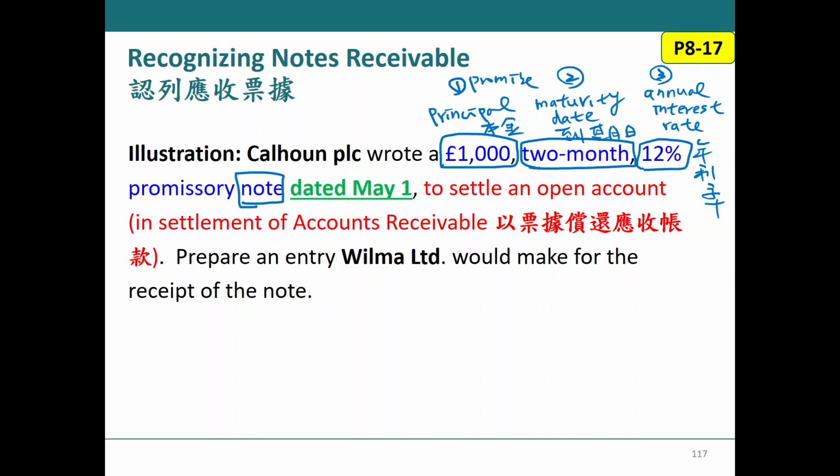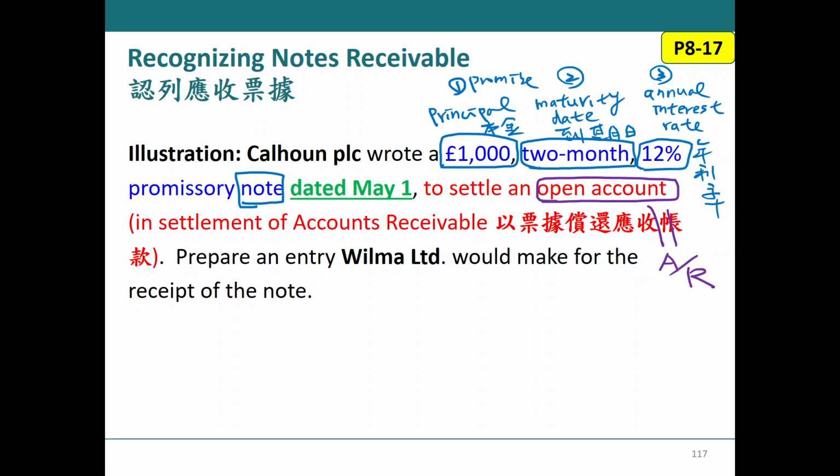Okay, so another company wrote a note, give you a note. Why? To settle an open account. When we tell you open account, we mean accounts receivable. So open account means accounts receivable. So what happened? Customers owe you money, accounts receivable, and they need to pay the money back today, but they cannot.